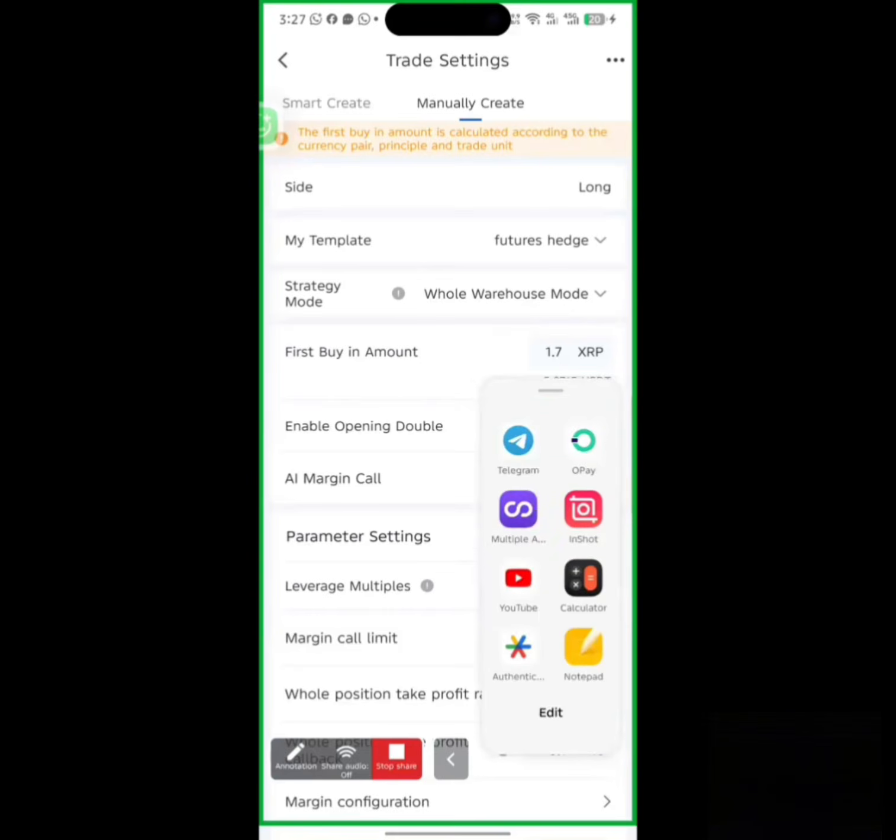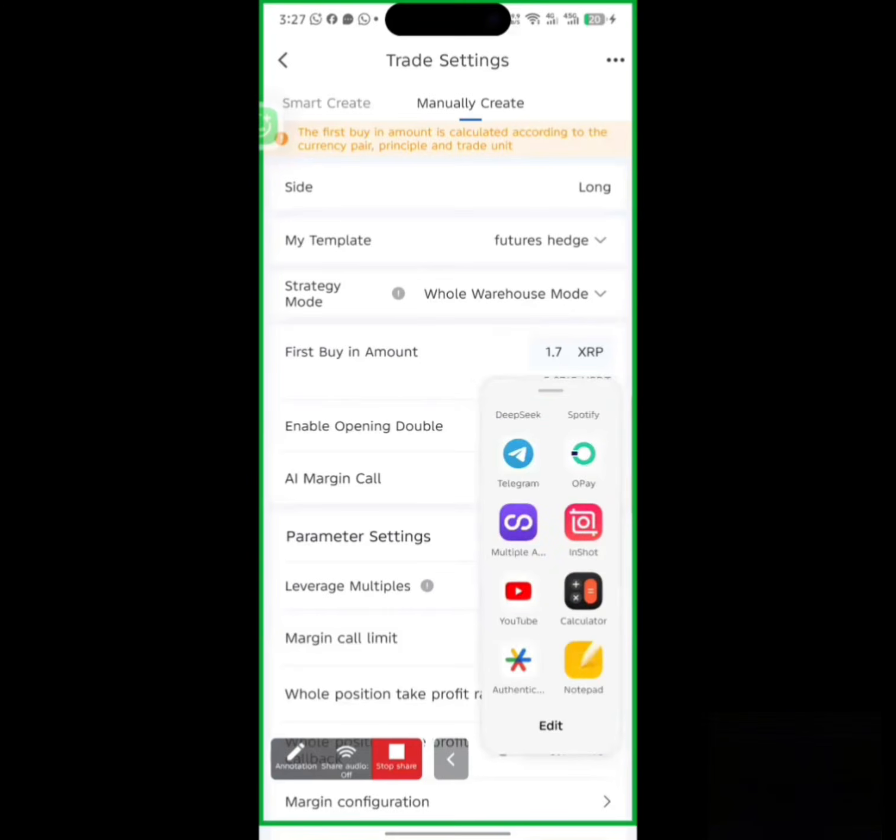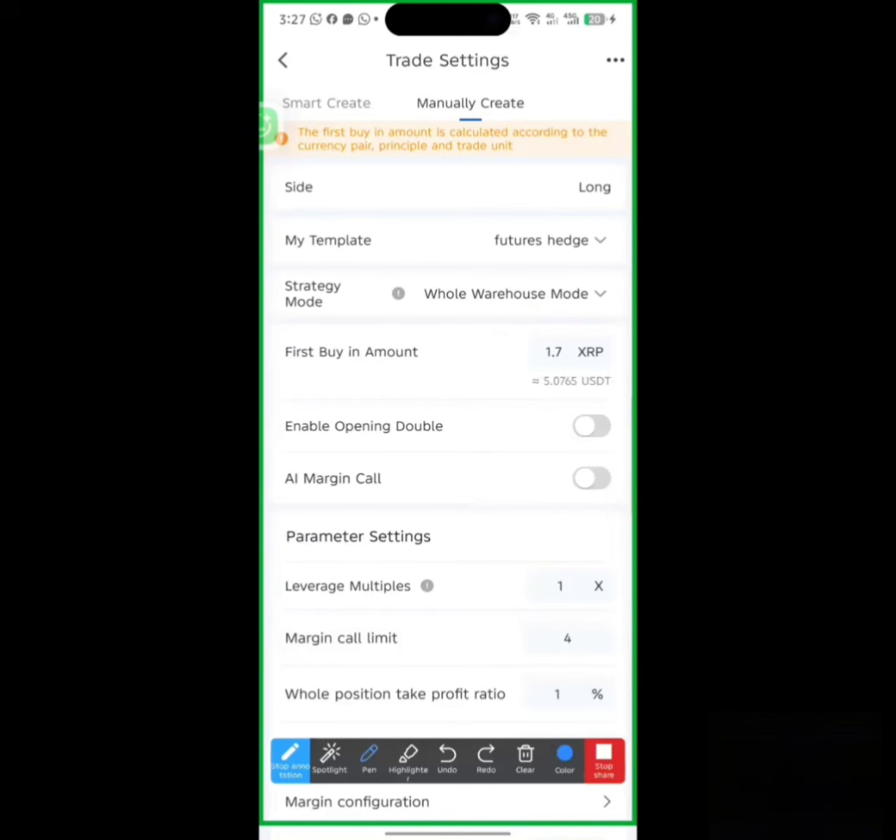So let's calculate 10% of $100. Okay, no need to calculate. 10% of $100, that is $10, right? $10. So that is the first buying amount right here.